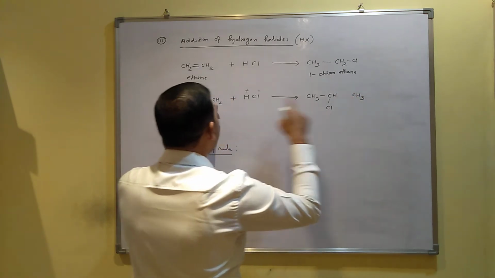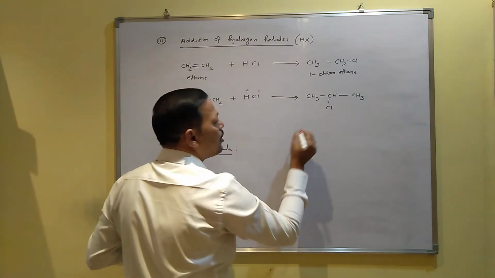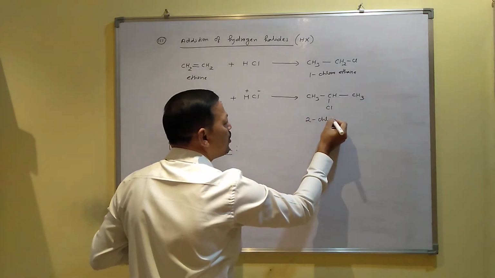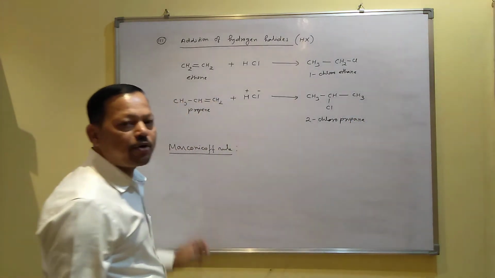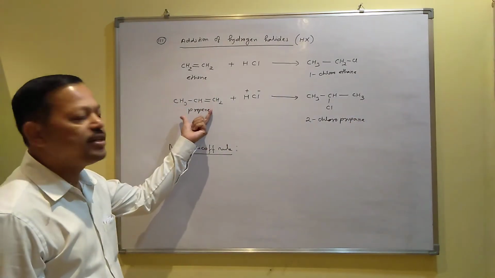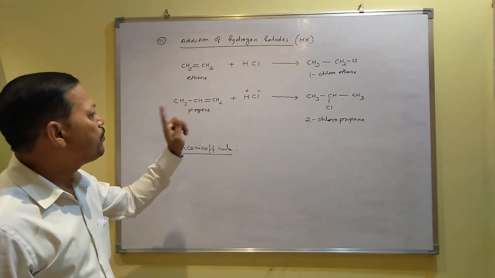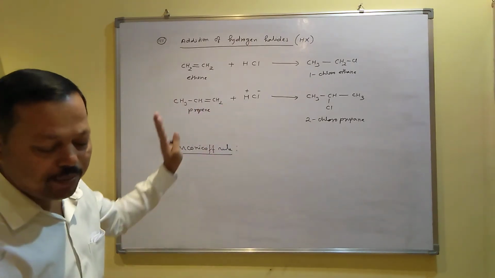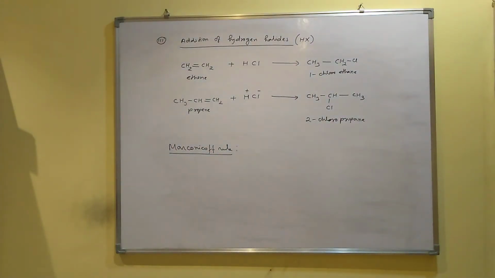That is why hydrogen will be added with this carbon, it goes to CH3 and the double bond is converted to single bond. This is called 2-chloropropane. So this Markovnikov Rule is applicable only in the addition to unsymmetrical alkene, and according to this rule, the negative part of the addendum is added to that double bonded carbon atom which contains less number of hydrogen.